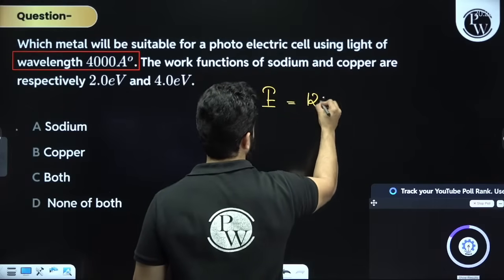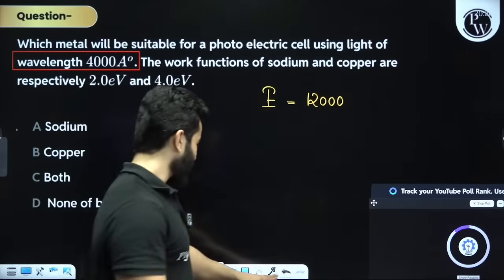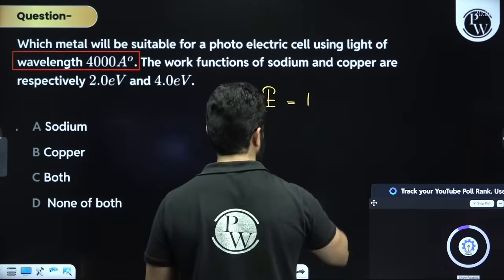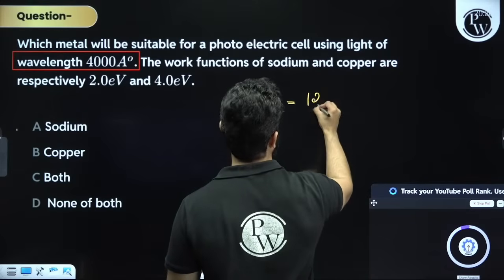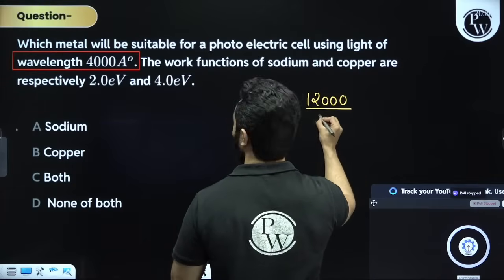So you can also write it as 12,000 electron volt, right? Or you can write it down as 12,000. I don't have any problem. 12,000 electron volt divided by lambda, that is 4,000.